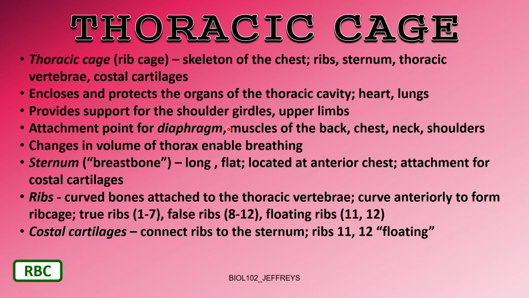The thoracic cage also is a detachment point for the muscles of the back, chest, neck, and shoulders. Changes in volume of the thorax or the thoracic cage enable breathing that comes from the diaphragm as it contracts and relaxes.